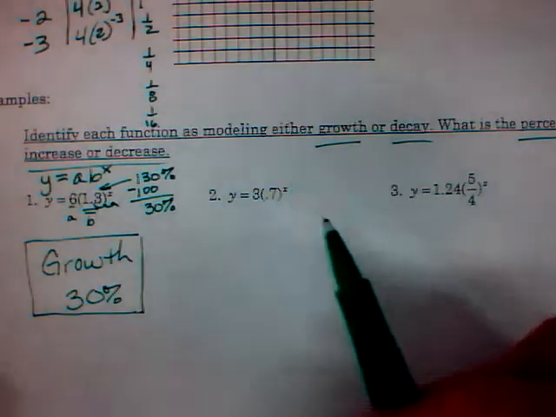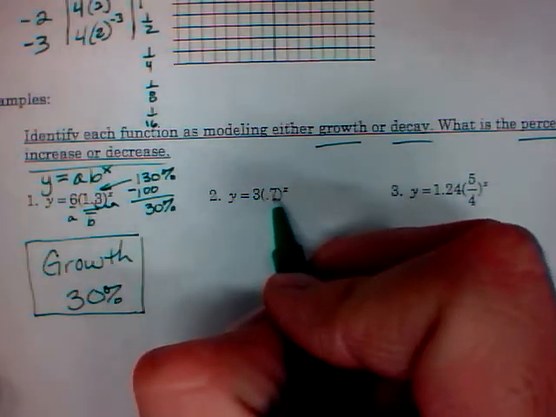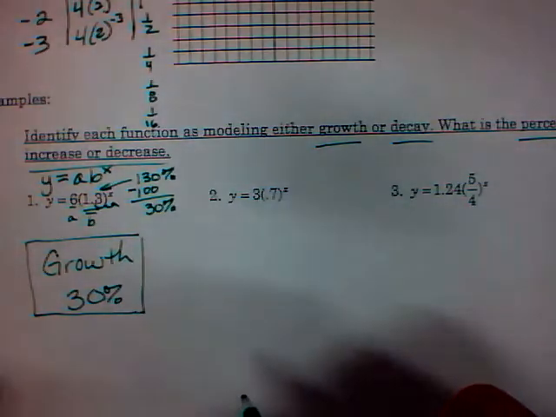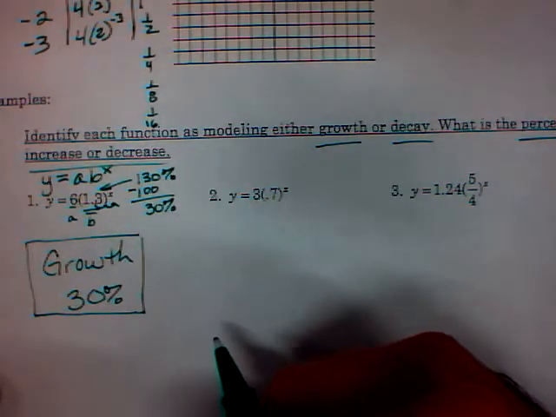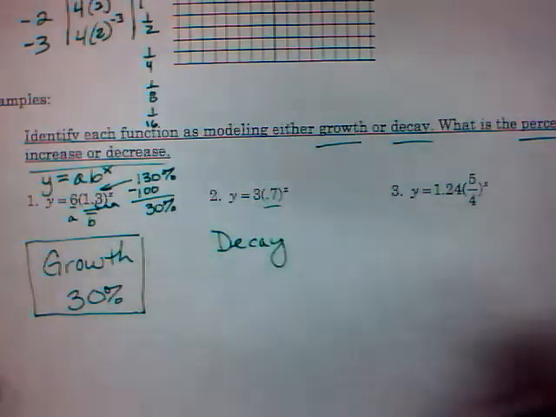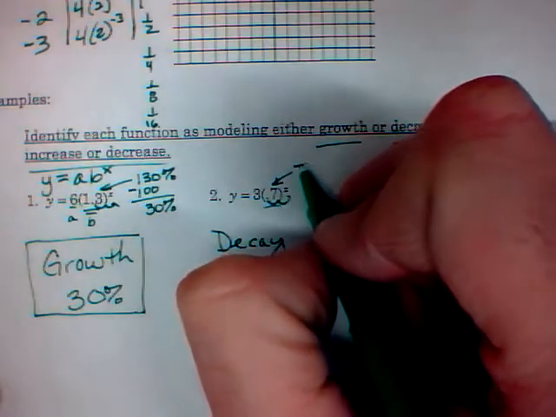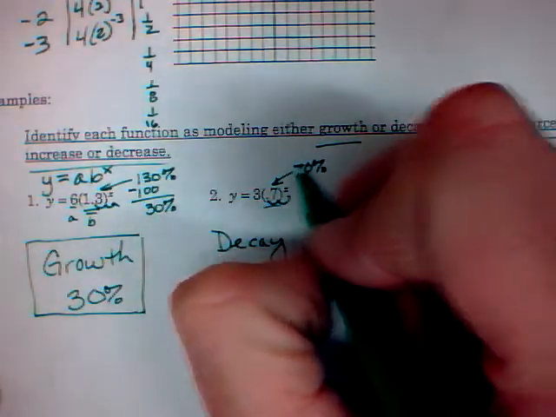On the second one, our initial value here is 3. And we're multiplying in this case by 0.7. Since 0.7 is smaller than 1, this is a decay. Okay. As a percent here, if we move 2 decimal spots, this would be 70%.